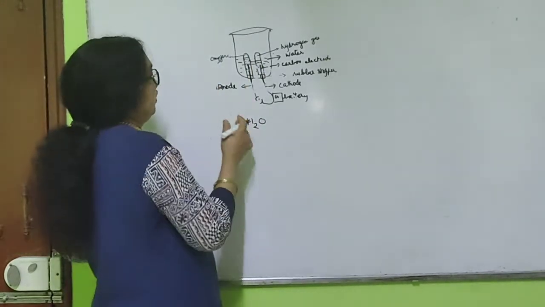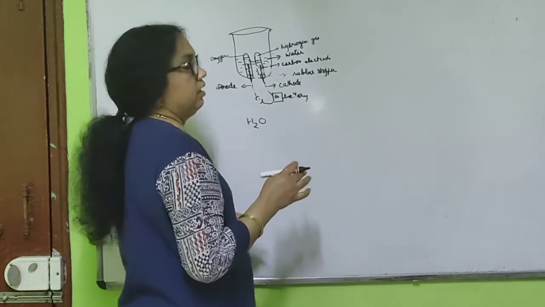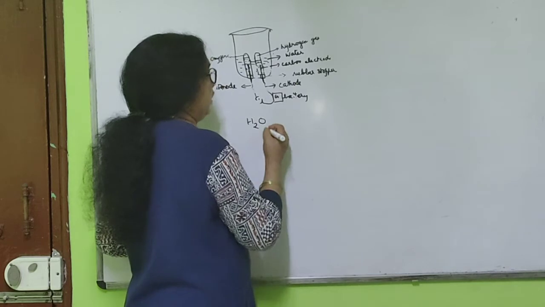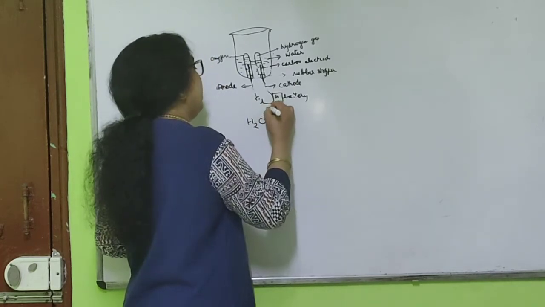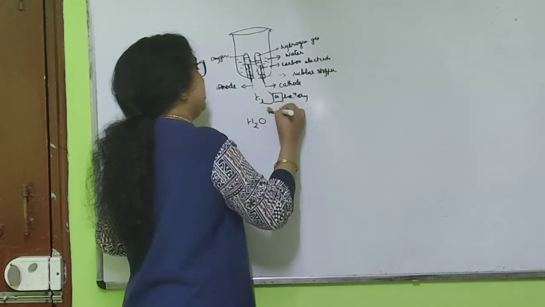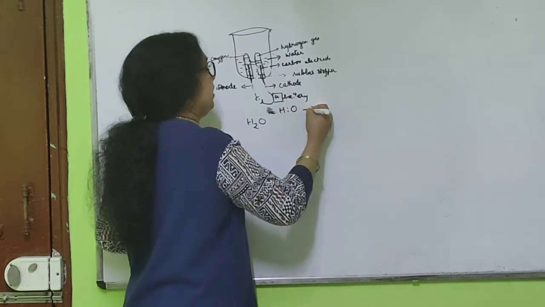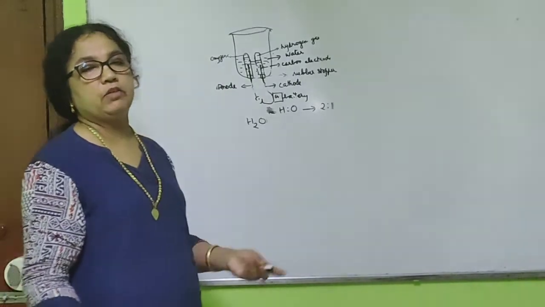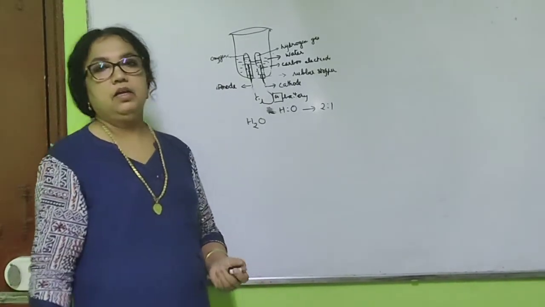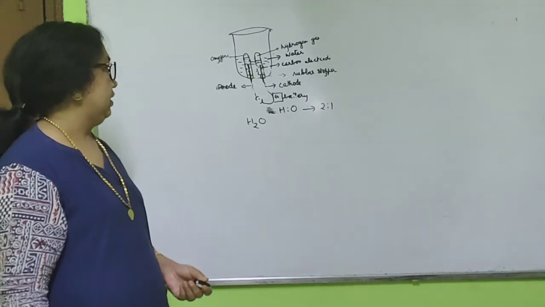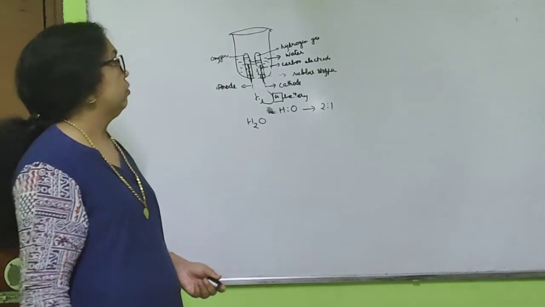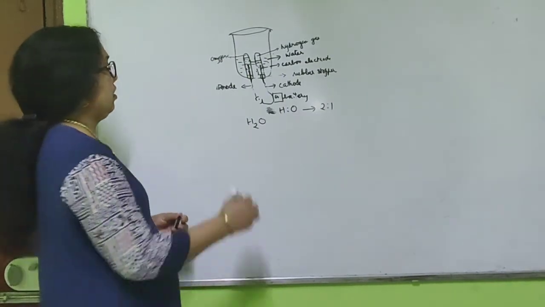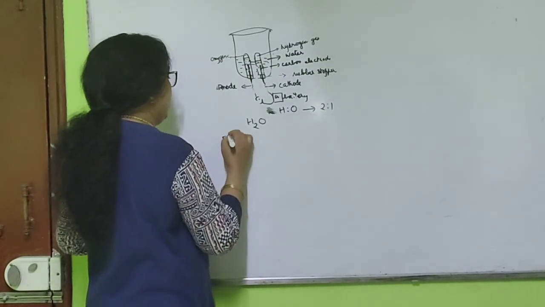So from this experiment we can conclude that the ratio of hydrogen and oxygen present in water is 2:1. This is an activity that proves that hydrogen and oxygen are present in water in the ratio 2:1. So this is a decomposition: electrolysis of water.